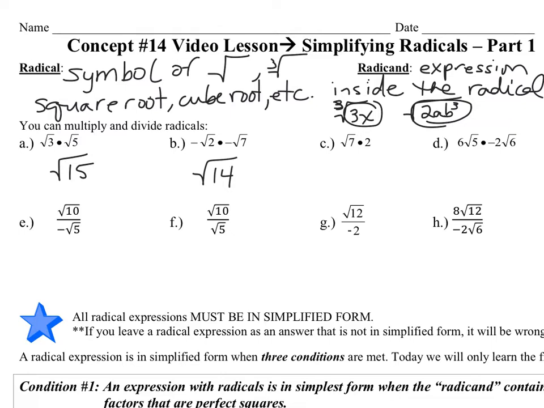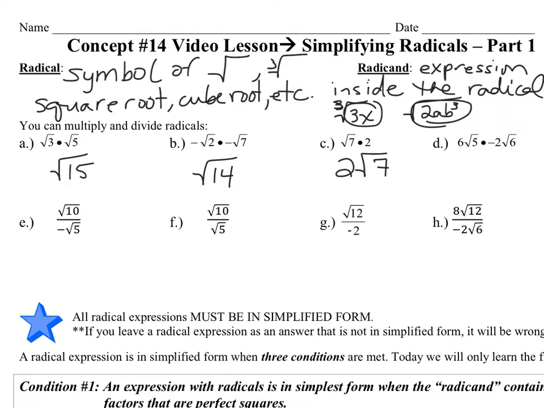Now letter C, I have the square root of 7 times 2. The square root of 7 is a radical and 2 is an integer. So we can't actually multiply the 7 and the 2 together, but what we would do is we would write this as 2 square root of 7, just like that. And then letter D, we have 6 square root of 5 times negative 2 square root of 6. So 6 square root of 5 means 6 times the square root of 5, and negative 2 times the square root of 6.